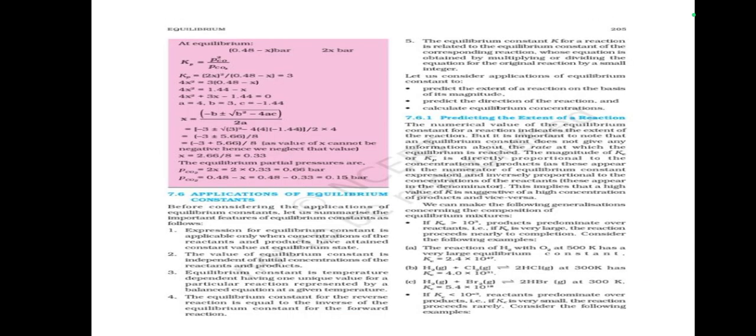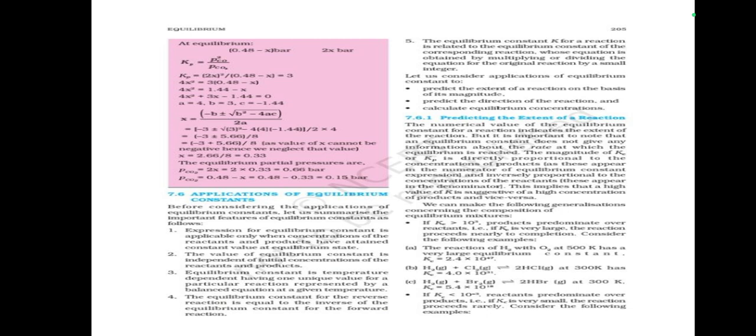Calculate the equilibrium partial pressure of CO and CO2 for the reaction. Let x be the decrease in pressure of CO2. Then CO2 plus C (solid) gives 2 CO (gas). Initial pressure is equal to 0.48 bar. At equilibrium, CO2 is (0.48 minus x) bar and CO is 2x bar. Kp is equal to P_CO squared upon P_CO2.